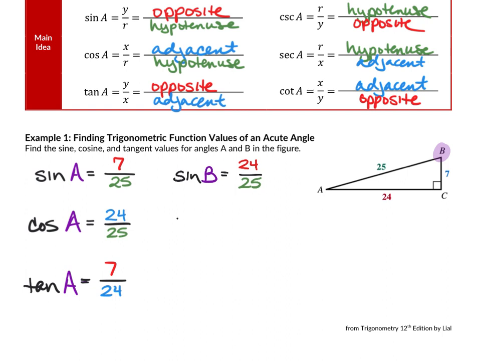The cosine of angle B would be the adjacent, which this time is 7, over the 25 for the hypotenuse. And your tangent of angle B would be the opposite of that angle, which across that triangle there is 24, and the adjacent is 7.